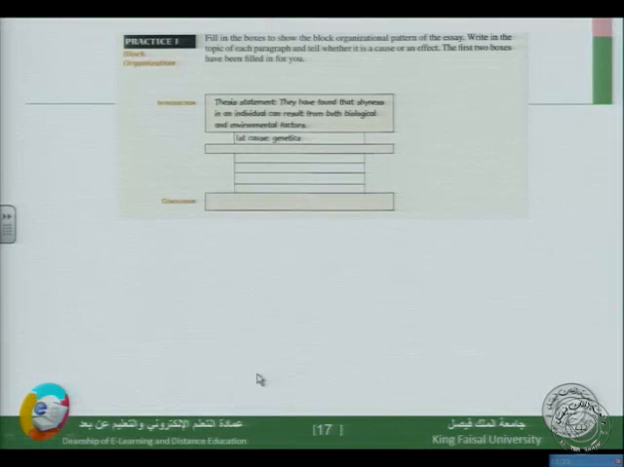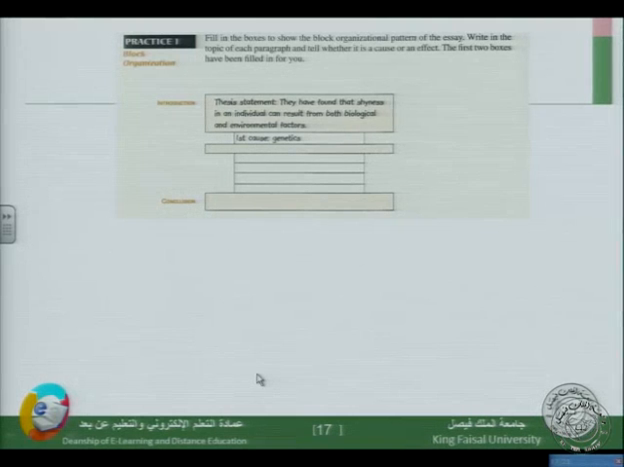Fill in the box to show the block organization pattern of the essay. Write in the topic of each paragraph and tell whether it's cause or effect. The first 2 boxes have been filled in for you. This statement هذه طبعا related to just what we have done. هذه متعلقة بالسلايد اللي أخذناه قبل شوي. This statement can, they have found that shyness in an individual can result from both biological and environmental factors.